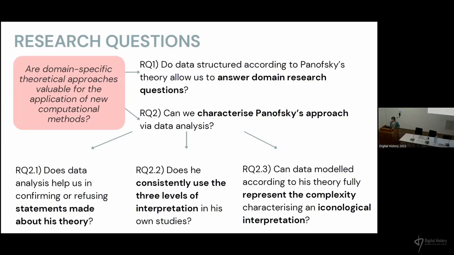So given this approach, this context and this theory, how can we express our main research question in our specific domain of knowledge? First of all, we can test if formalizing data according to Panofsky's theory can allow us to answer traditional domain research questions in a new quantitative way. And secondly, we can also try to see if the data described according to Panofsky's theory, and describing Panofsky's interpretation himself, can be another way to analyze the art historian's approach itself. And I will delve into the three sub-questions later directly with the analysis.